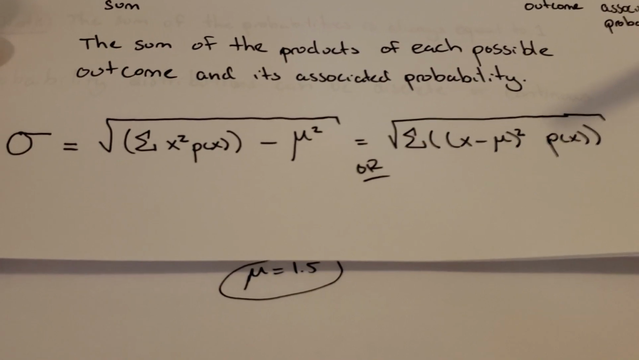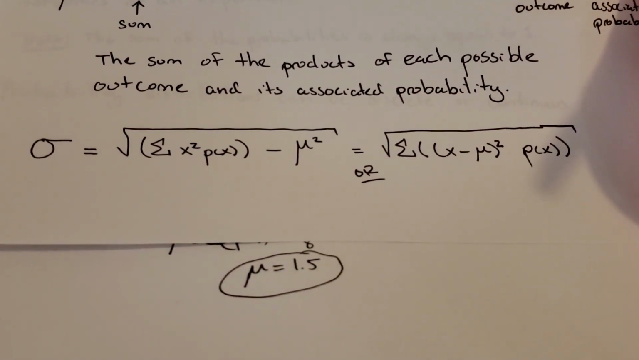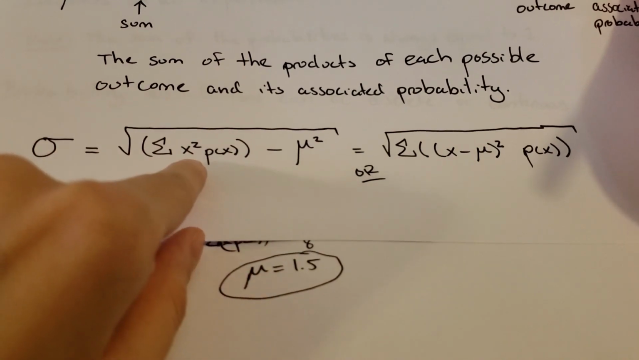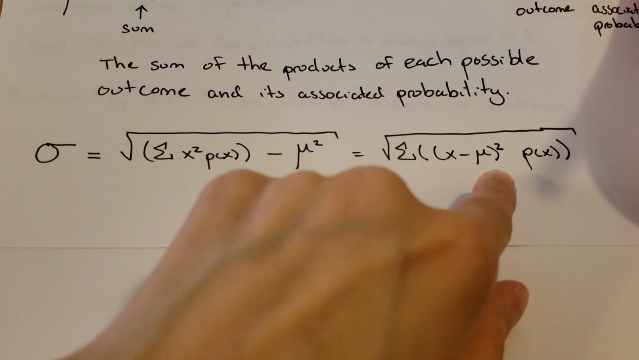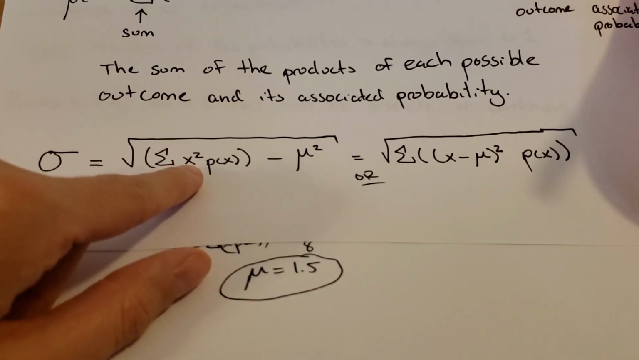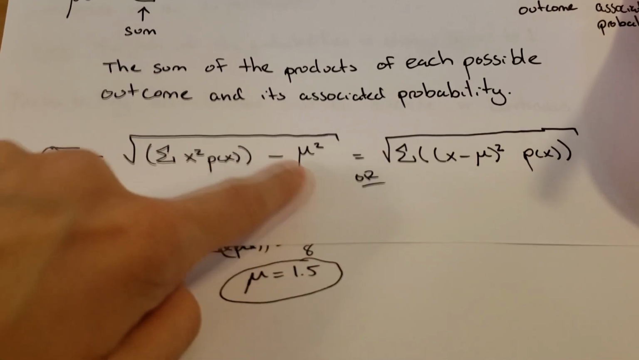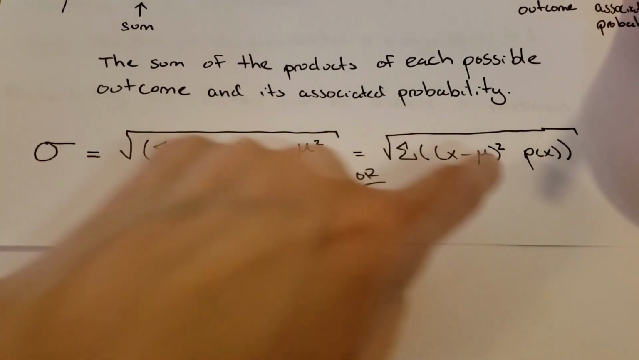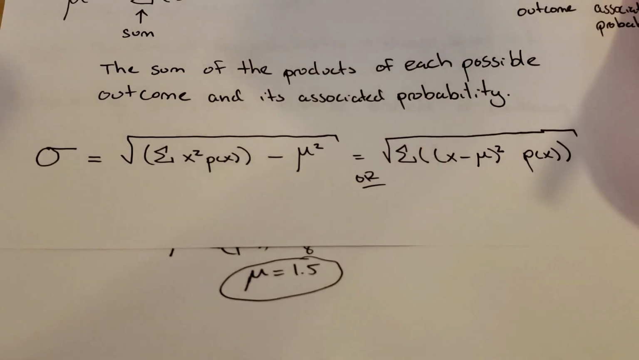Okay, so we have our formulas here. We'll calculate the standard deviation first using this formula, and then using this other formula. If we're calculating it using this formula, we need to square each x value and multiply it by p of x. We've already found our mean, so we can square it. So this one is a little bit less work. This one is going to get us the same answer, but there's a little bit more work involved.